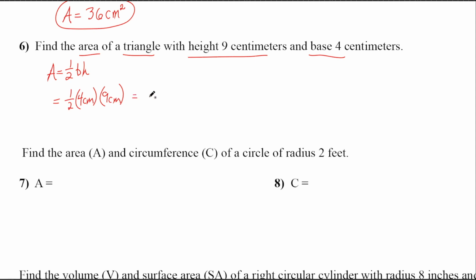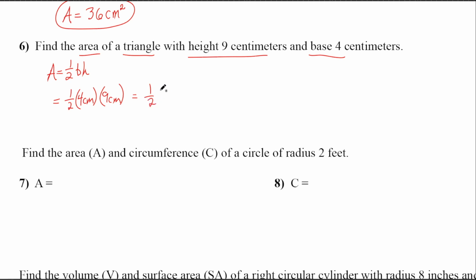And you just work this thing out. You can do it a couple ways. You could go 1/2 of 4 if you wanted to, or you could go 9 times 4, which is 36, and then take half of it. There's a couple ways you could approach this, but let's do it that way.